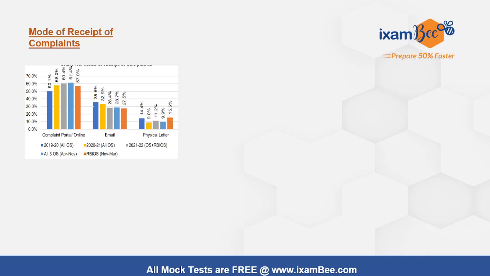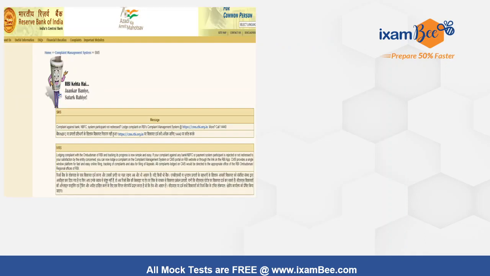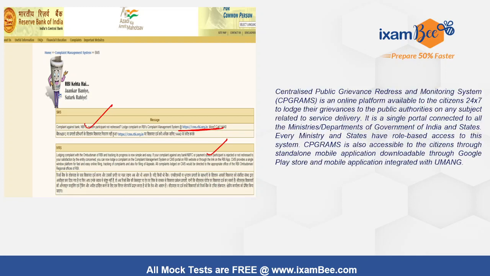There are several modes of receipt of complaints. The important ones are the CMS portal, that is the Complaint Management System portal. When complaints are sent by customers to these regulated entities like banks, NBFCs or payment system participants, and these complaints are either rejected or not addressed to the satisfaction of the customers, they can always log into this CMS portal and lodge a complaint. That is one of the main portals. And also there is CPGRAMS.